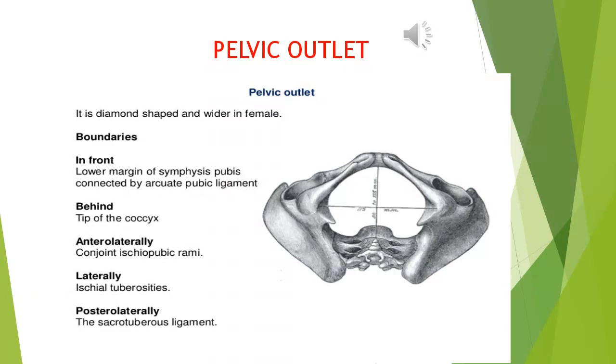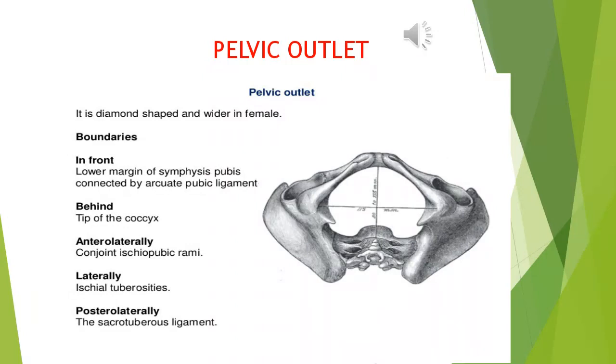So anteriorly the arcuate pubic ligament, posteriorly the tip of the coccyx, and on either side the ischial tuberosity laterally. So it is diamond shaped. It has an anterolateral boundary and a posterolateral boundary. Anterolaterally, you will have the conjoined ischiopubic rami, then after that comes the ischial tuberosity. Then posterolaterally, to the coccyx, there is the sacrotuberous ligament. Then the coccyx. So it is a diamond shaped pelvic outlet.